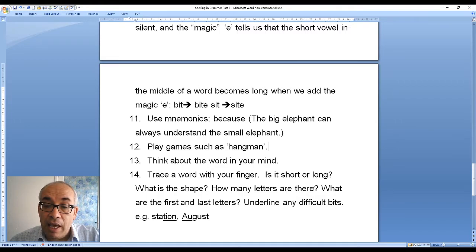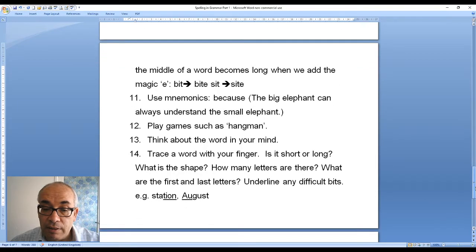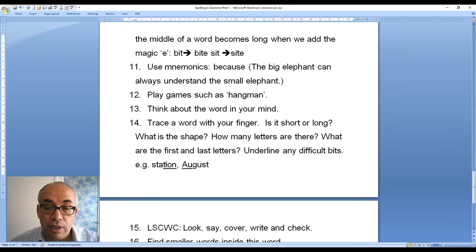How many letters are there? For example, restaurant, R-E-S-T-A-U-R-A-N-T, 10 letters. What are the first and last letters? Station. Underline any difficult bits. So station, shin, T-I-O-N. The O sound in August is A-U, it's not O. I say O, but I write A-U.